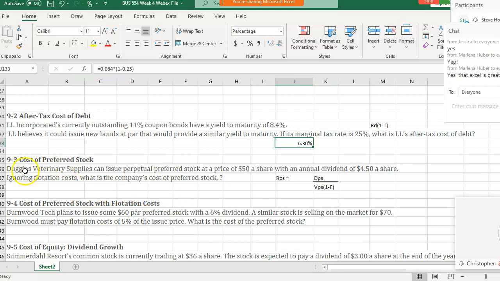So it says here, Duggan's Veterinary Supplies can issue perpetual preferred stock at a price of 50, with an annual dividend of $4.50 per share. Ignoring flotation cost, what is the company's cost of preferred stock?